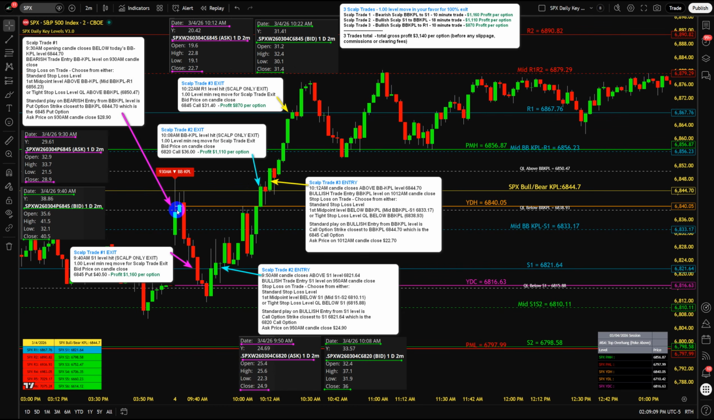Okay, so as you can see here, 10 minutes later on the 9:40 a.m. candle here, we have a hit of the S1 level. So that is our one level move in our favor for a scalp only exit. So with this indicator scalps, you're basically doing a quick in and out. So on scalps, generally what you're doing is you are exiting 100% of your position. And that is our recommendation. Of course, it's up to every trader to decide how they would prefer to handle it.